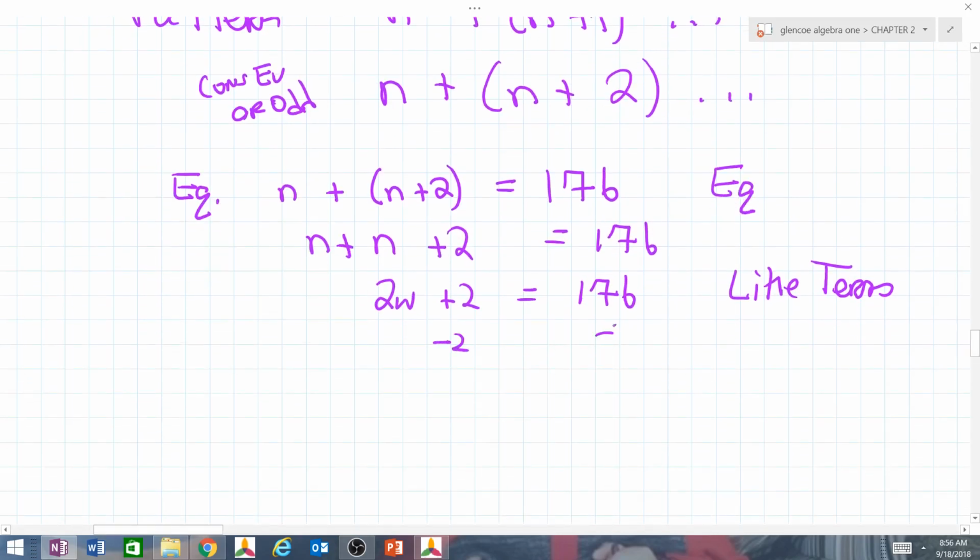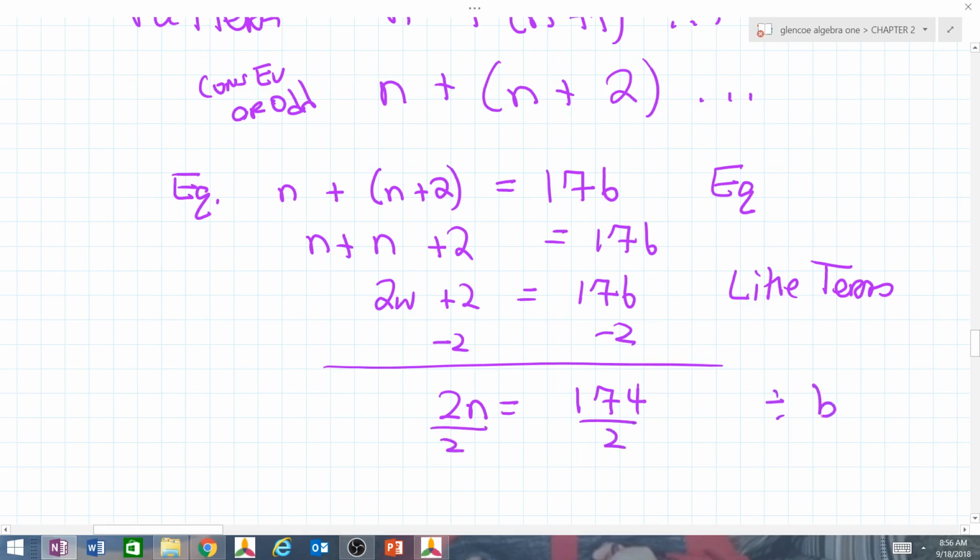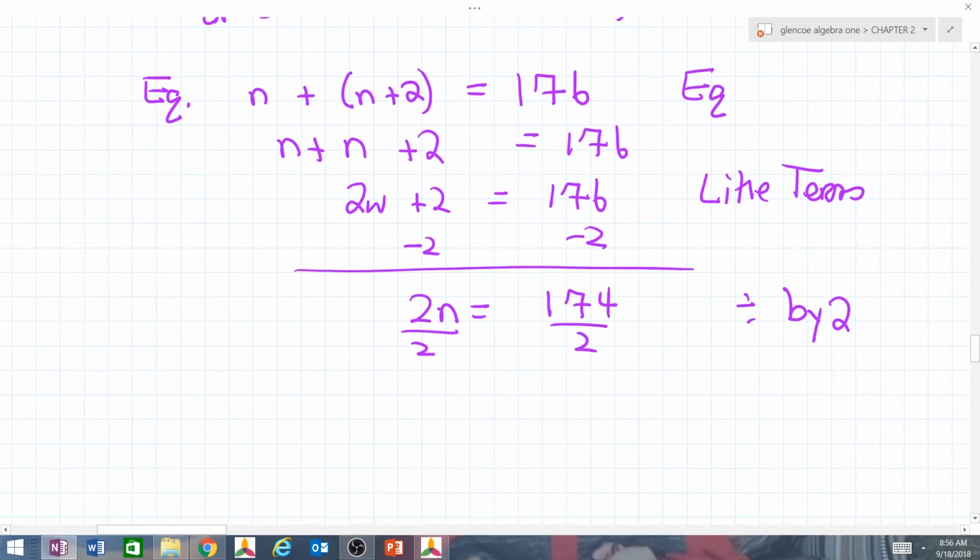Subtract 2. And you get 2n equals 174. What do I do now, guys? Divide by 2. Awesome job. And I get n equals what? 87. So then n plus 2 would equal what?